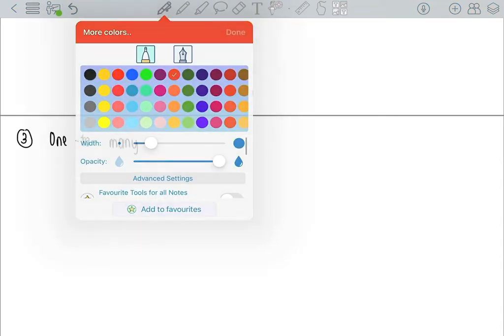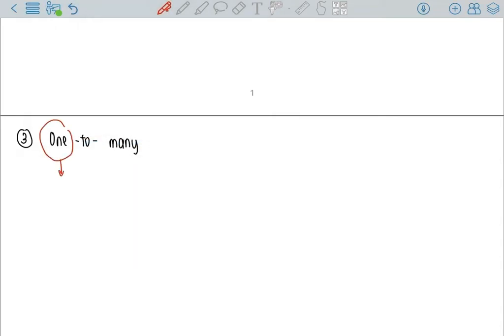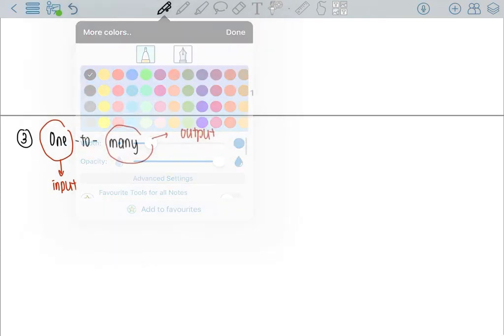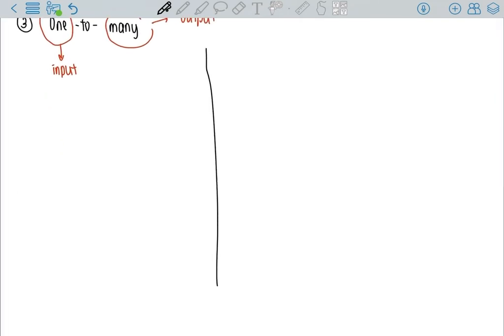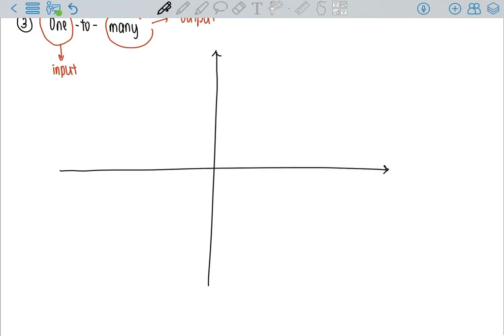Once again, this 1 here represents our input and many represents our outputs. That means one input will have many different outputs. One of the examples we can look at is our y equals plus or minus the square root of x graph. So this is y equals plus or minus the square root of x.